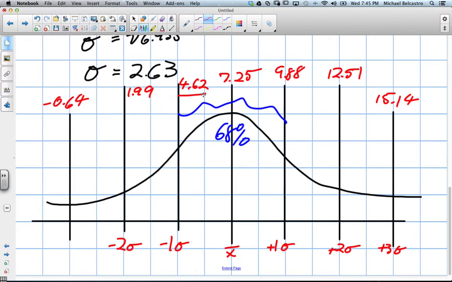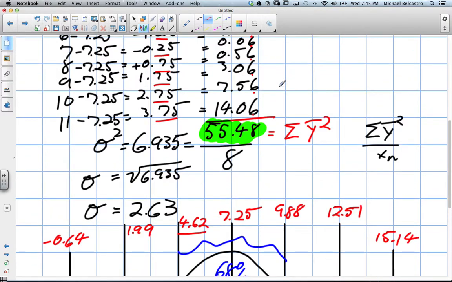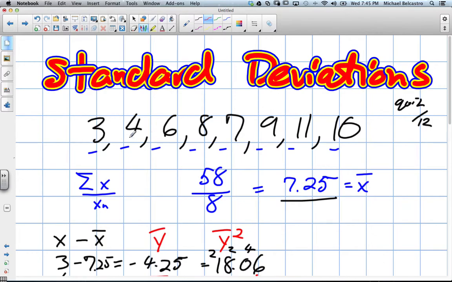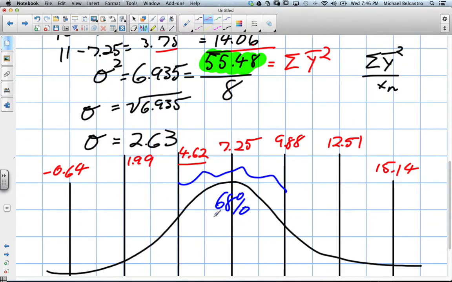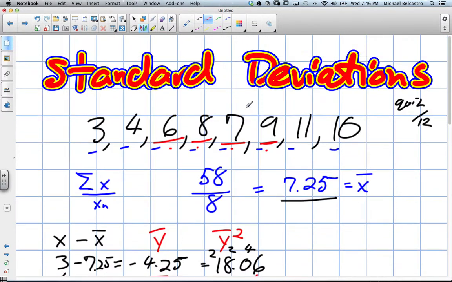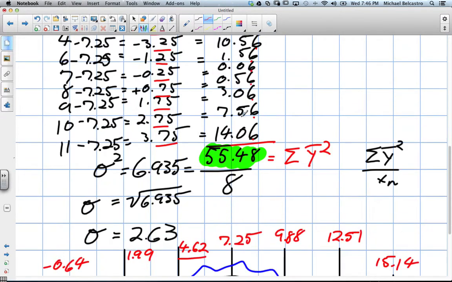So essentially 4.6 and 9.8. Let's see how many numbers fell between that. 4.6, well, no, 4 doesn't, but 6 does. 7 does, 8 does, and 9 does. So that's 1, 2, 3, 4 out of 8. That's about 50%. That's not bad. It's not exactly on 68, but it's pretty close.